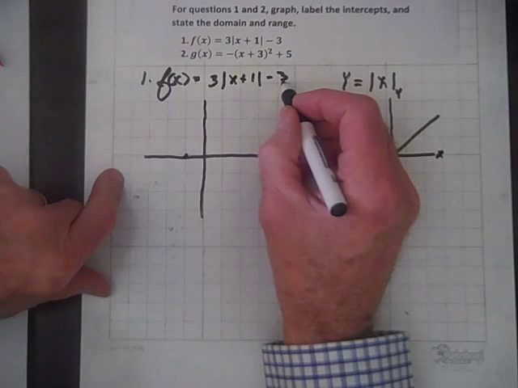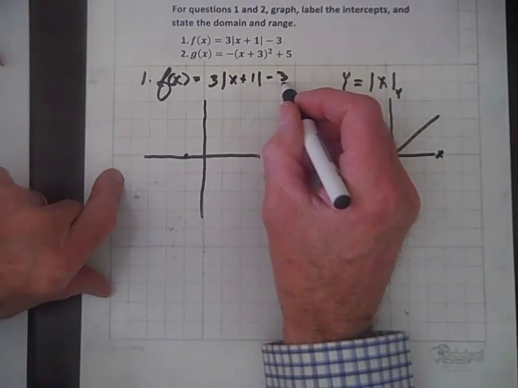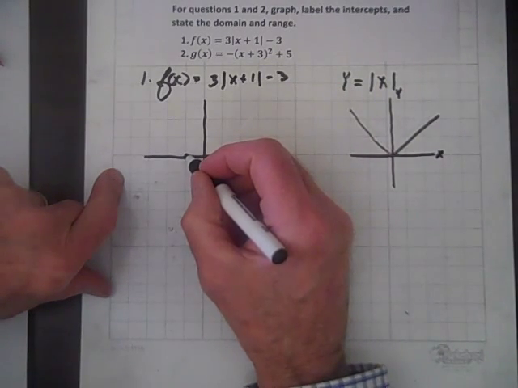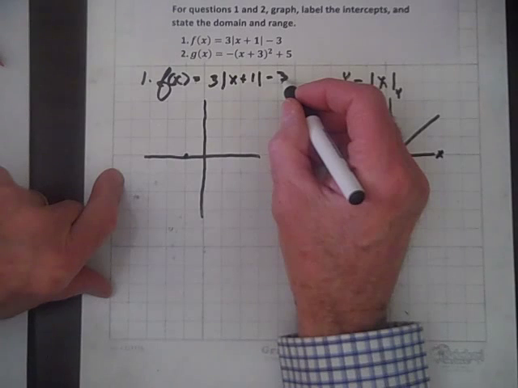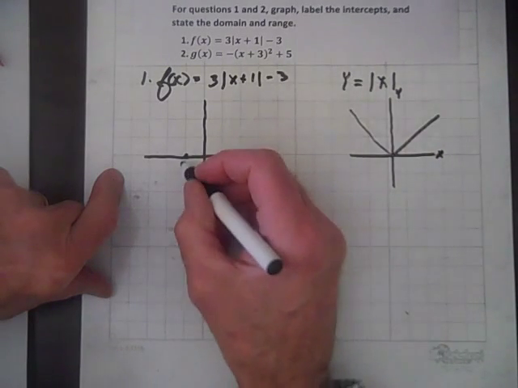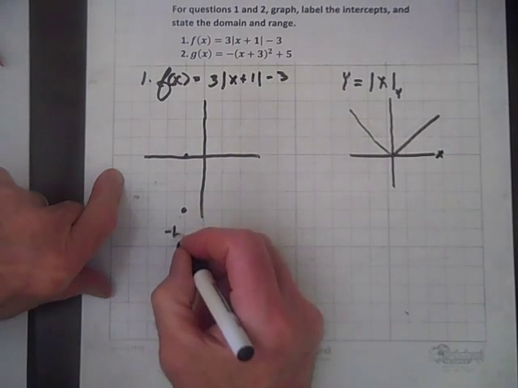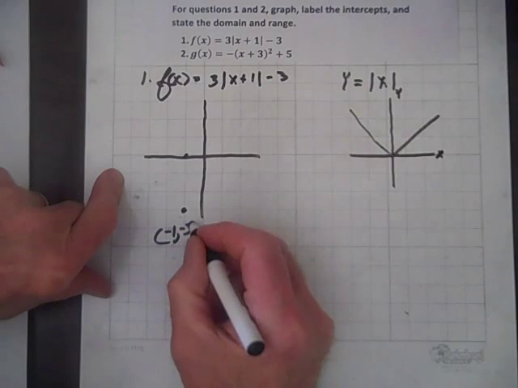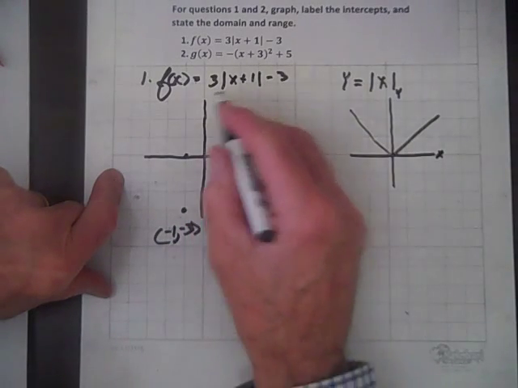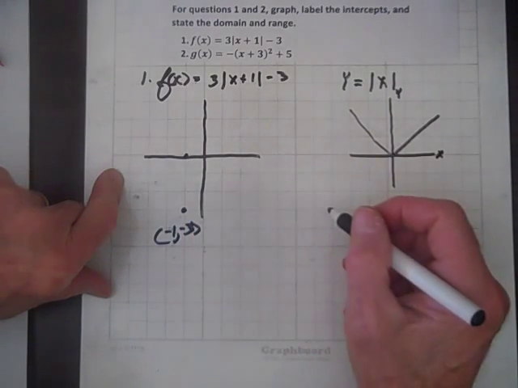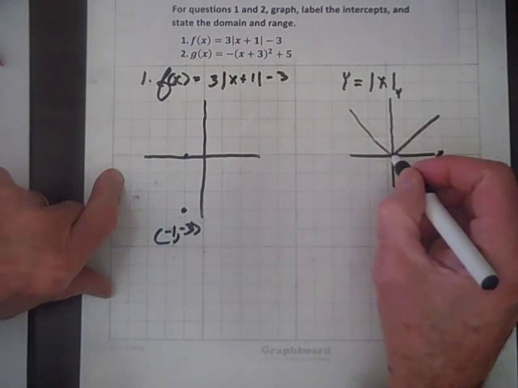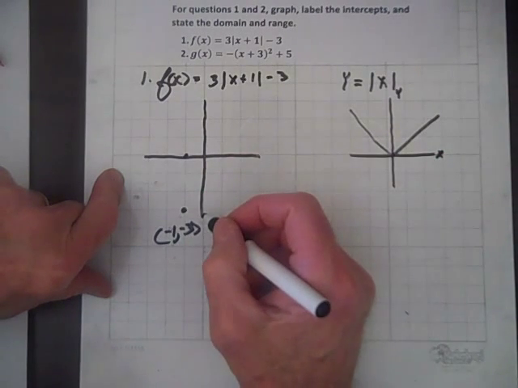Now we'll apply this negative 3 to that, because that has to do with the vertical placement. So here we are at negative 1, 0, and we'll subtract 3 from the y value 0, and we get negative 1, negative 3, and that's the vertex of the absolute value function we're going to graph. So we move this point over 1 and down 3.